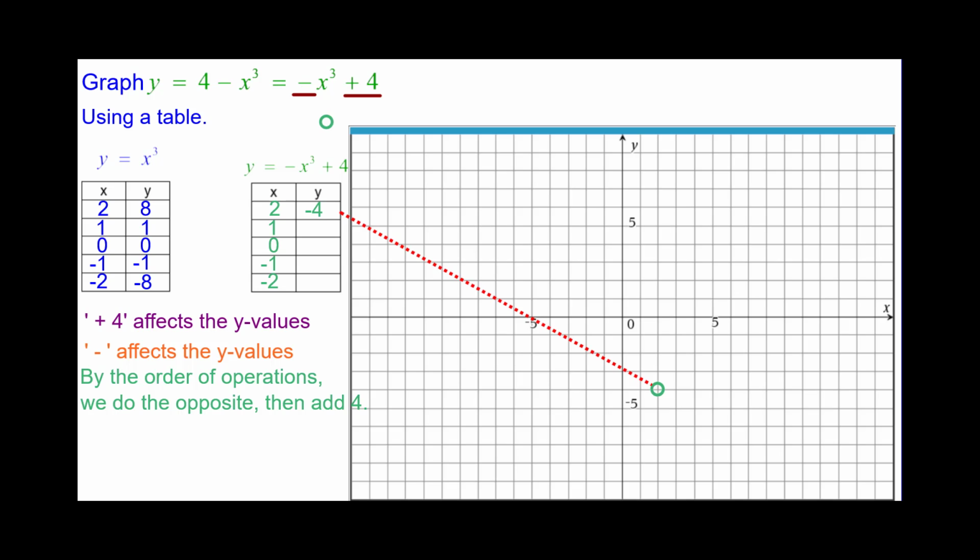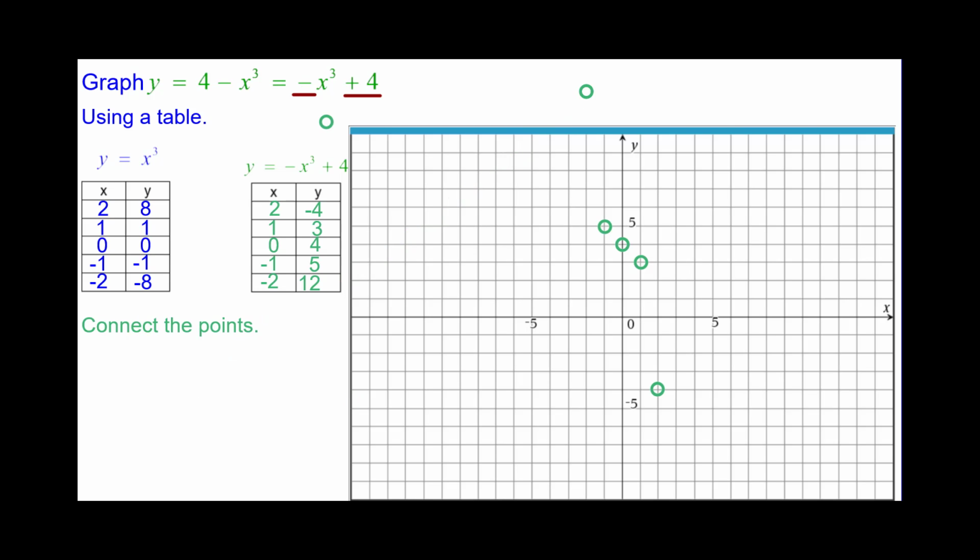Plot 2, negative 4. We're going to go ahead and ask you to finish the table and plot the points and finish the graph. Press pause and then resume when you're ready. So again, we took the opposite of 1, which is negative 1, added 4, got negative 3. So positive 3, 1, positive 3. The opposite of 0 is 0, plus 4 is 4, 0, 4, y-intercept. Opposite of negative 1 is positive 1, plus 4 is 5, so negative 1, comma 5. And the opposite of negative 8 is 8, plus 4 is 12, so negative 2 up to positive 12.